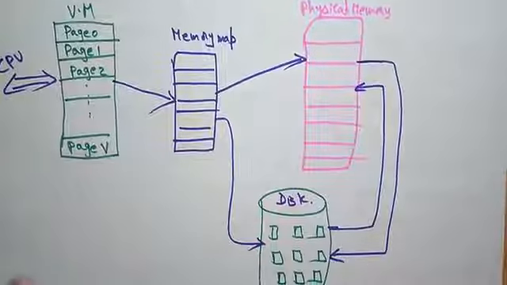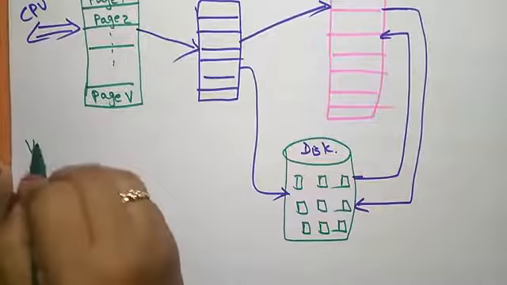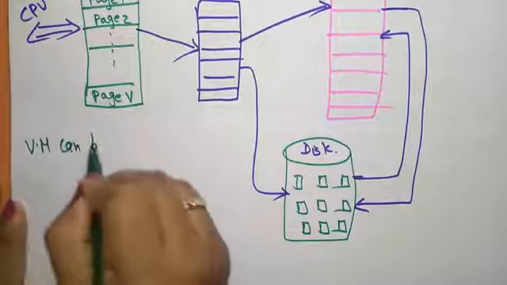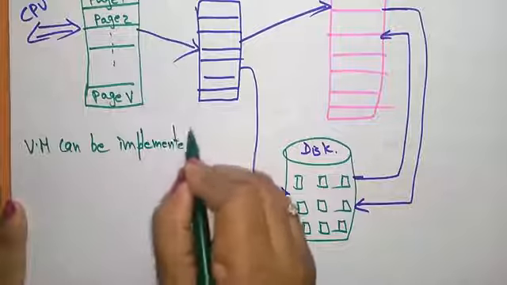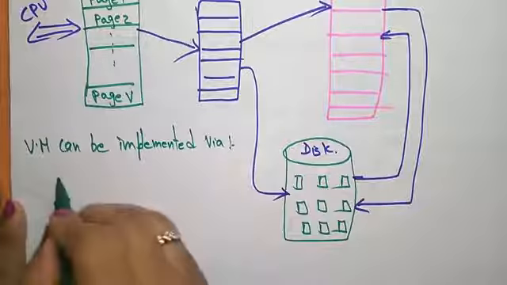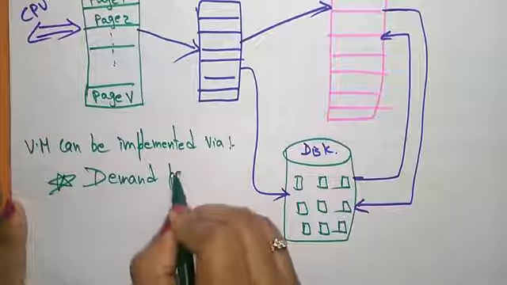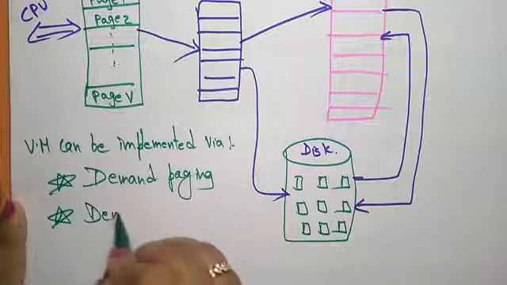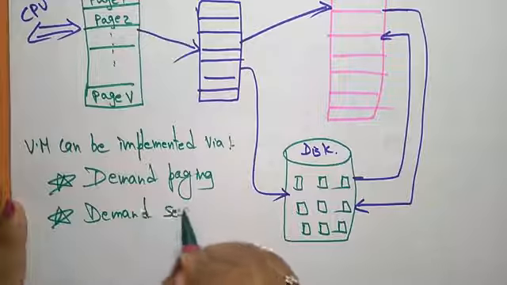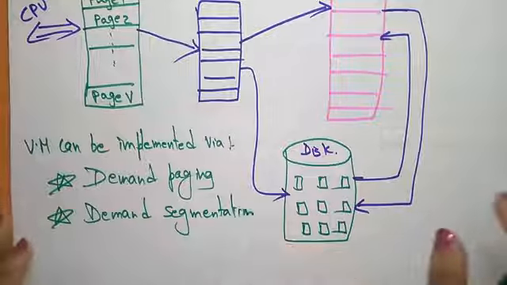So this is about virtual memory. Virtual memory can be implemented via demand paging and demand segmentation. Now let me see what demand paging and demand segmentation are in the coming videos.